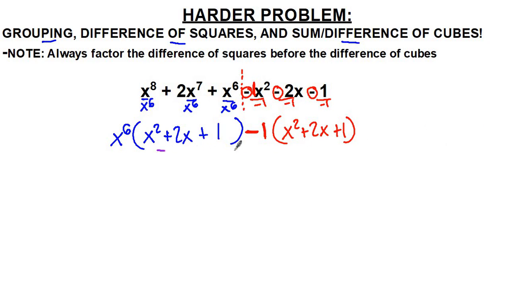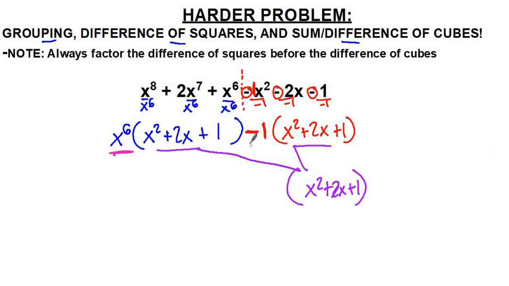Alright, so this is good because now this is what we wanted. We wanted to have the same thing showing up in both parentheses, and it does. So let's pull that into its own parentheses. That's a common factor. They both have an x squared plus 2x plus 1. And then in the other parentheses we can pull x to the 6th minus x to the 1st.